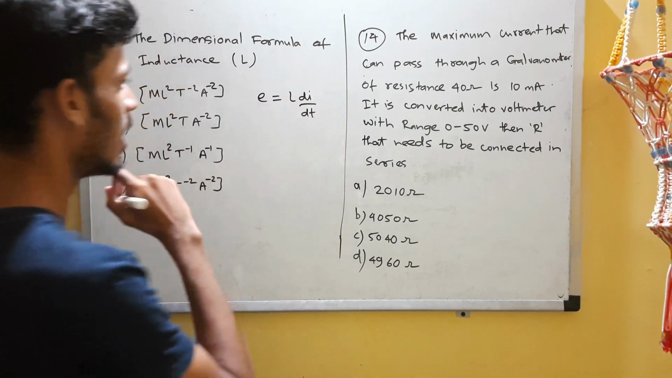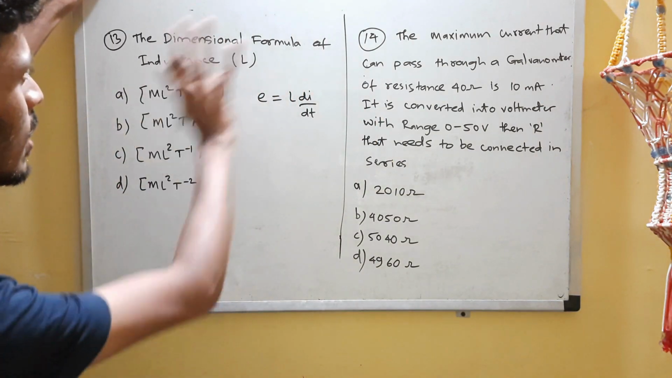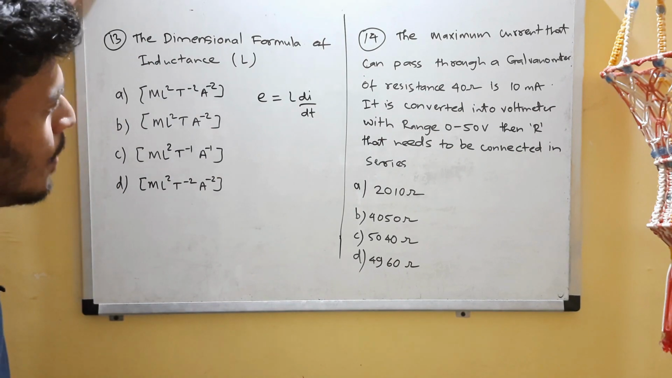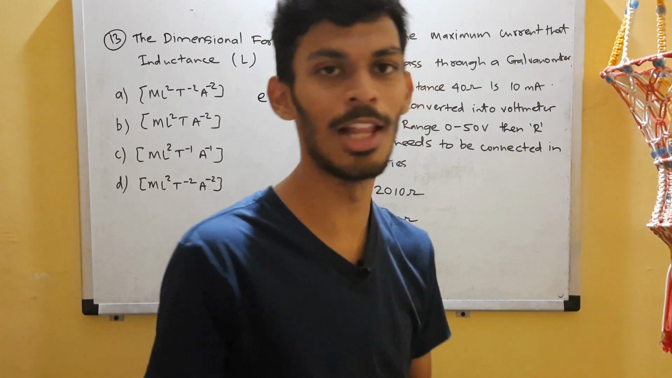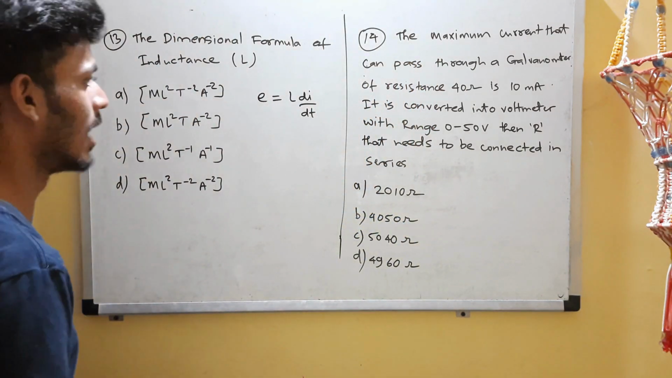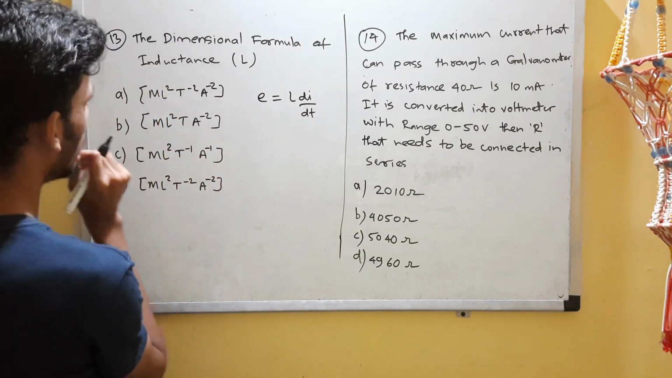Okay, this is the EMF across your inductor, right? It's minus L di by dt, but here you are just concerned about the dimensions. Now if you find any other simpler version of it, do let me know in the comment section. Okay, I'll cheer for you. And let's solve it now. So we have to find the dimensions of L.